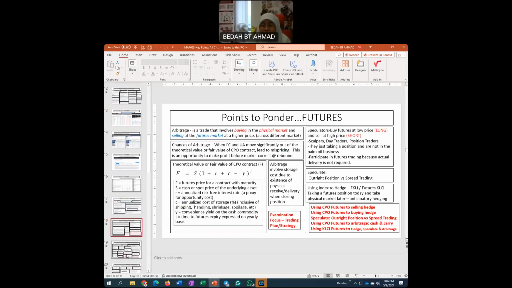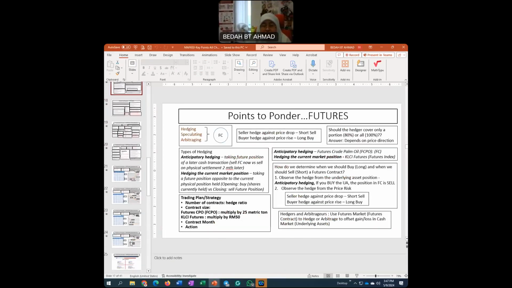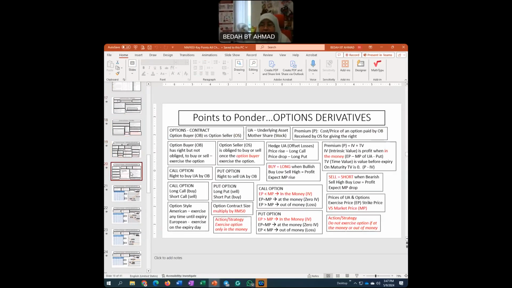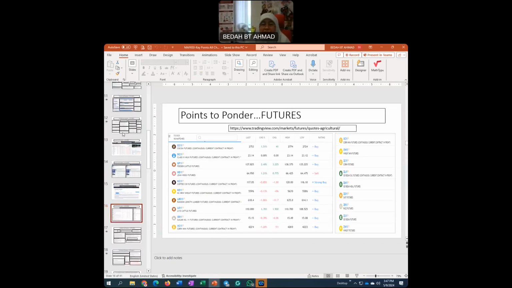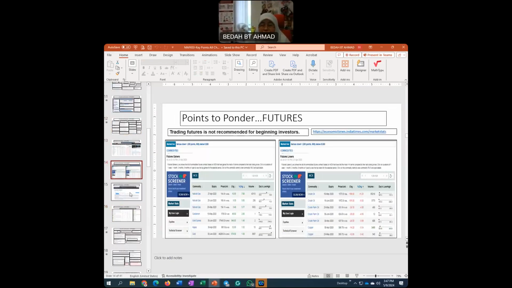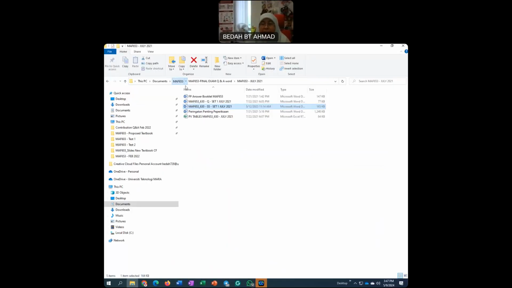The key points of all chapters, okay, let me see. I think it is not in these slides. So here, should the hedger cover only a portion, 80%, or all, 100%? That depends on the price direction. The answer for the example is actually in the other slides. So 1050, okay, let me open the slides for that.